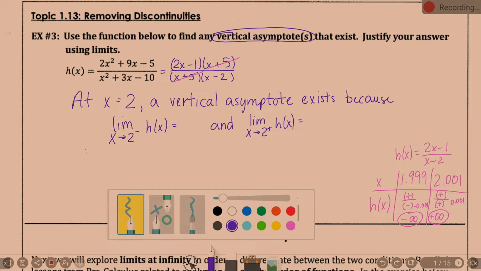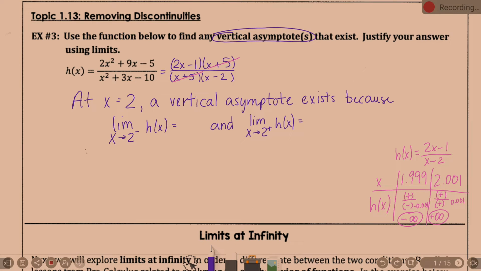So, right here, 2 from the left was negative infinity. 2 from the right was positive infinity. Okay, so that's our proof. There's our justification. Because our limits approach positive or negative infinity, we know that there is a vertical asymptote.